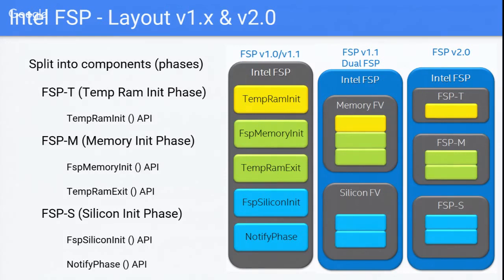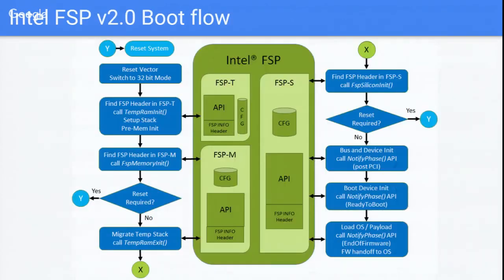As you can see, the APIs are pretty much similar. It's more about how we package that content and make sure we give that flexibility. So here is the 2.0 boot flow. You can see in the representation that these are three individual binaries represented within the central FSP as a package.